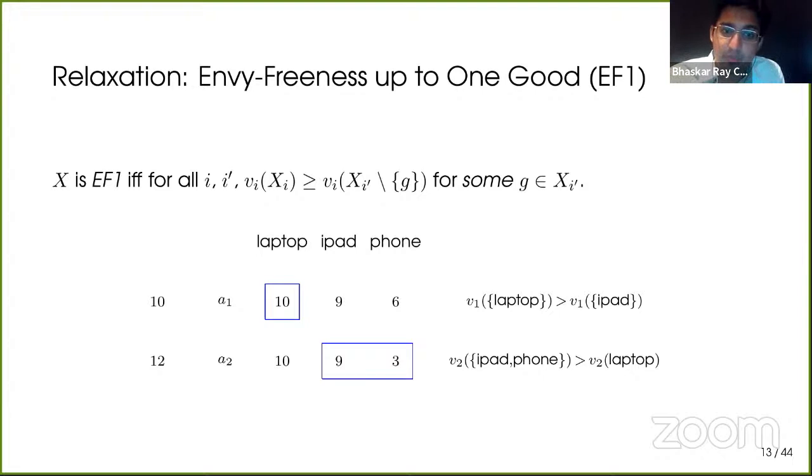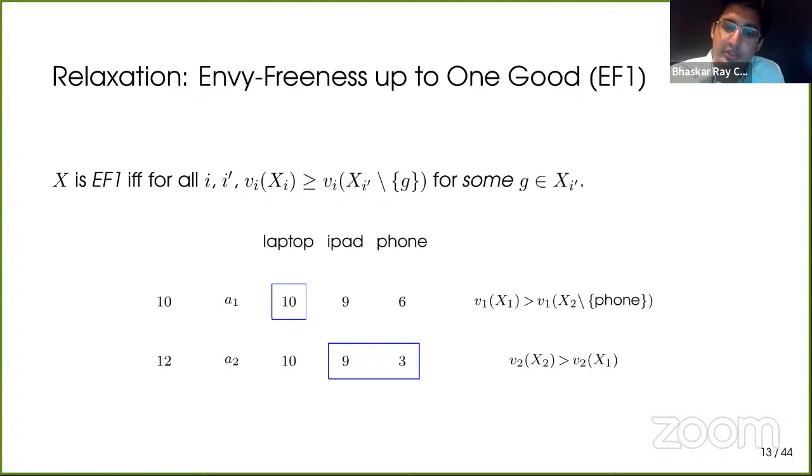So agent 1 has a valuation of 10 for the laptop, which is more than his valuation for the iPad, right? Which is 9. In particular, this means that this is more than his valuation on X2's bundle following the removal of the phone. So there exists a good in 2's bundle, namely the phone. In this case, phone or iPad equivalent, it doesn't matter. Following removal of this phone, the envy from 1 to 2 would disappear. And 2 will not envy 1 here. So this is an envy-free up to one good allocation.